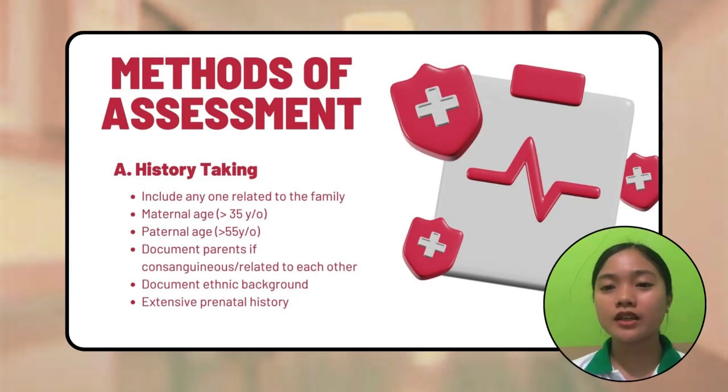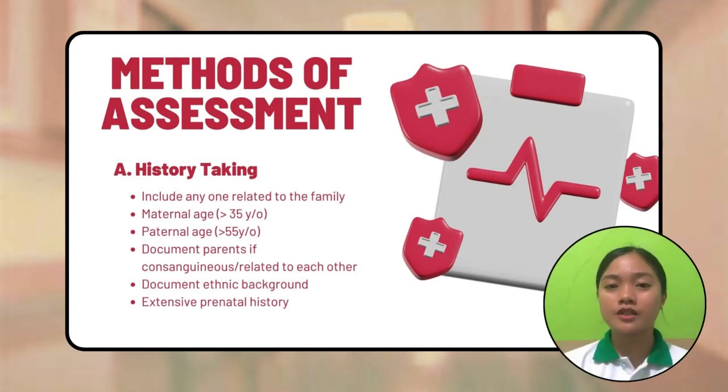For history taking, the doctor will conduct interviews with the affected family or individual, and they are also advised to call the other members of the family to be with them during the interview and assessment. Part of history taking is asking the age of the mother as well as the age of the father. If the mother's age is more than 35 years old and the father's age is more than 55, there is a high risk of having a child with a genetic disorder. They will also ask if the couple is related by blood, what we term as consanguineous, because if they are related by blood, the incidence of genetic disorder is high.